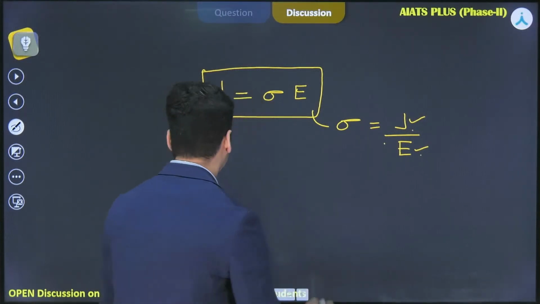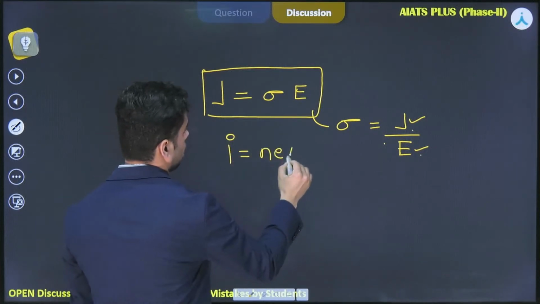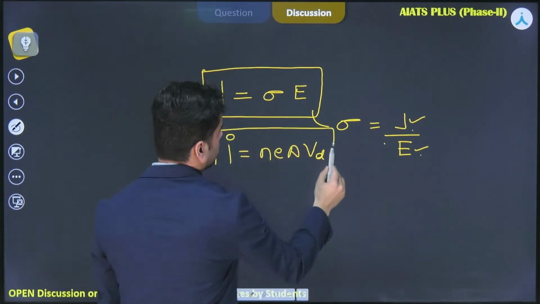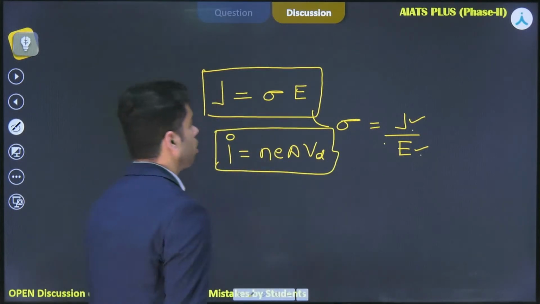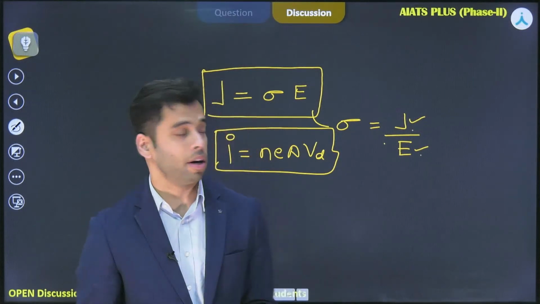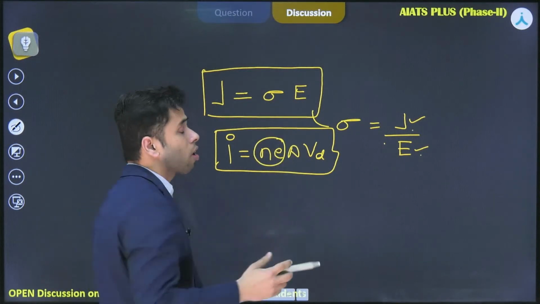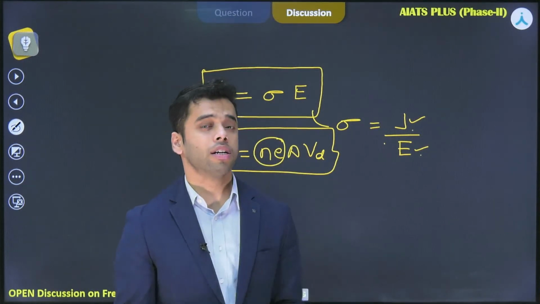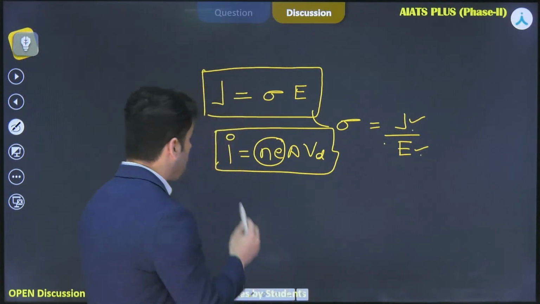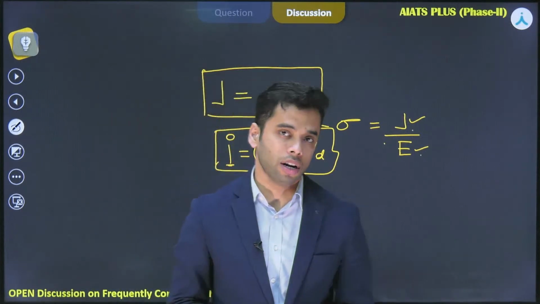So drift speed, what expression do you use? I is equal to NEAVD. Here I is the current, N is the number density, E is the electronic charge, A is the area of cross section, and VD is your drift speed. Now these two terms, N and E, are not going to vary for a conductor. If you have a single conductor, then the number density or the value of E is not going to vary. Current needs to remain constant throughout the length of the conductor, right?